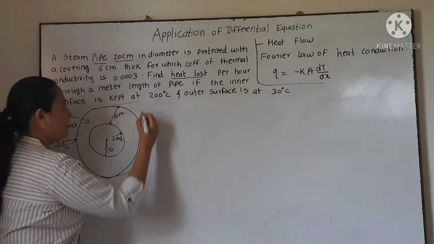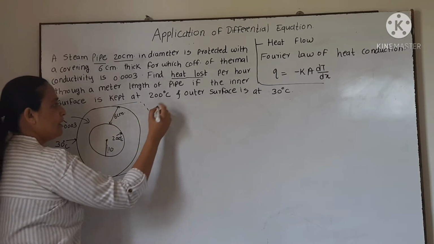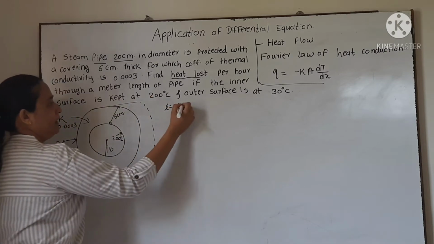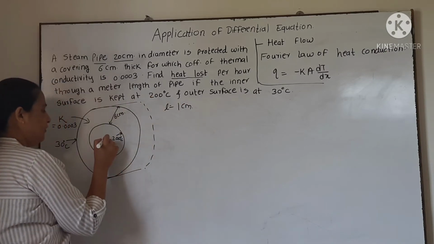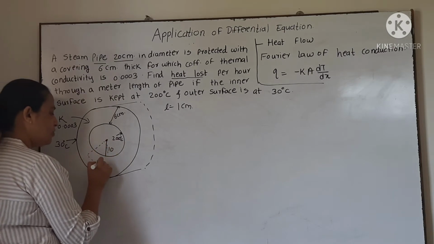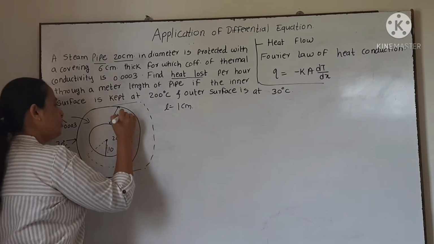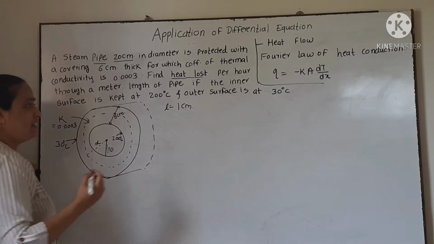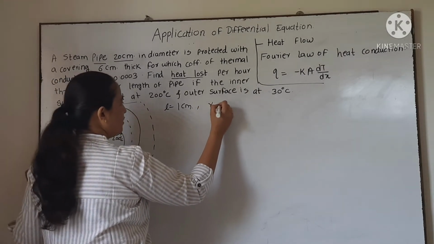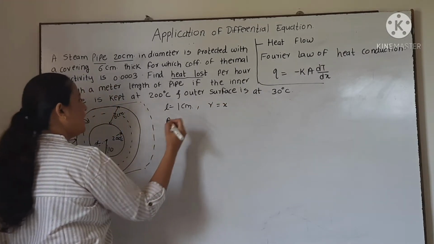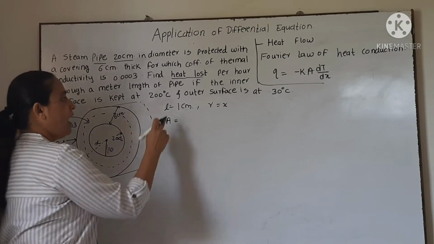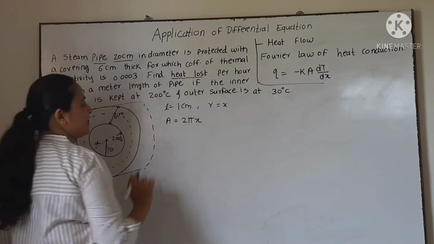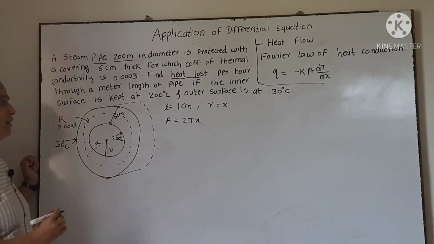Now if I consider a pipe of length, say the length of this pipe is 1 centimeter, and if in between this, I consider, suppose the radius, because it flows from higher to lower, suppose this is in general x, radius of pipe, so r is equal to x. We know the cross section area of a pipe, that is 2 pi rL. r is x and L is 1. So, the area of a pipe of length 1 centimeter will be equal to 2 pi x.